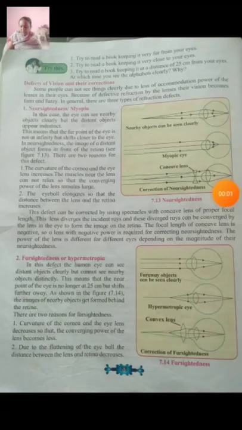In the last lecture, we studied the structure of the human eye and how its lens works. Today, we will see our next point, that is the defects of vision and their corrections. Before this, they have given us an experiment.